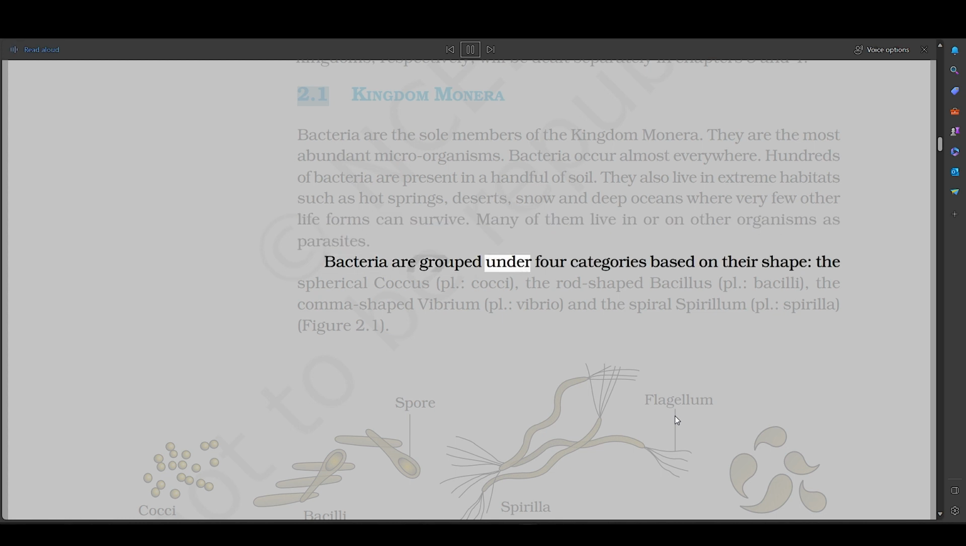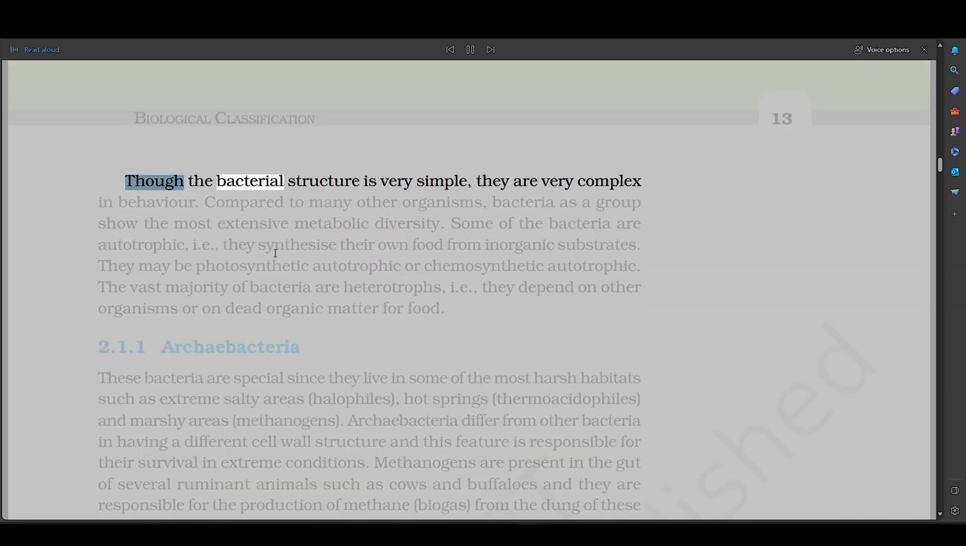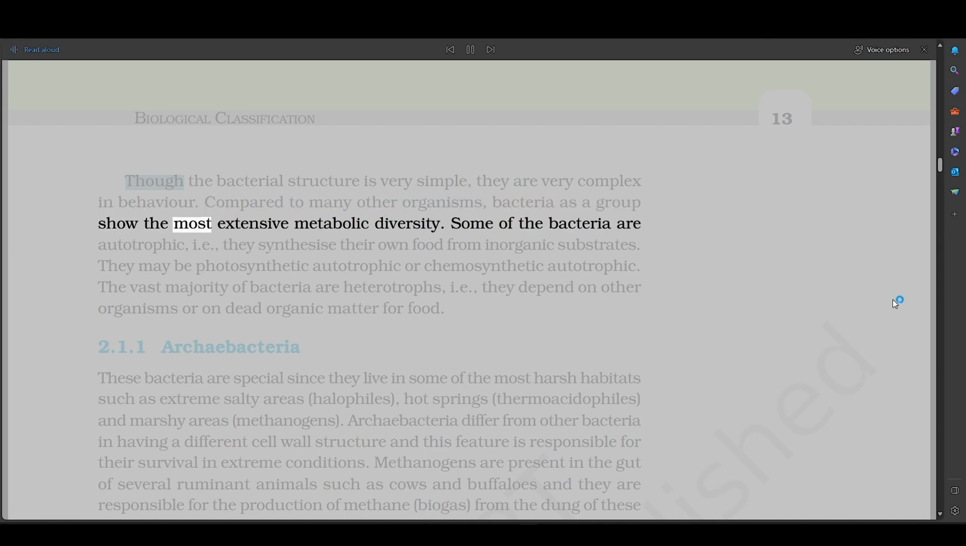Bacteria are grouped under four categories based on their shape: the spherical coccus (plural cocci), the rod-shaped bacillus (plural bacilli), the comma-shaped vibrio (plural vibrios), and the spiral spirillum (plural spirilla). Though the bacterial structure is very simple, they are very complex in behavior. Compared to many other organisms, bacteria as a group show the most extensive metabolic diversity.